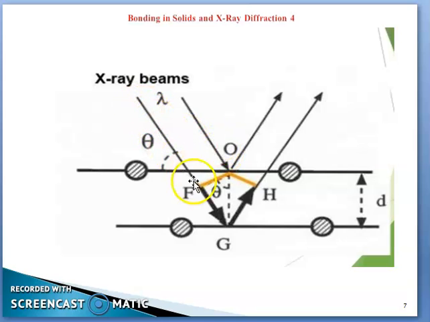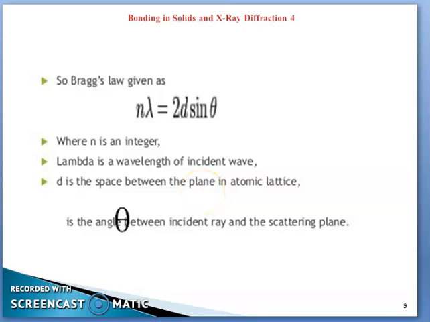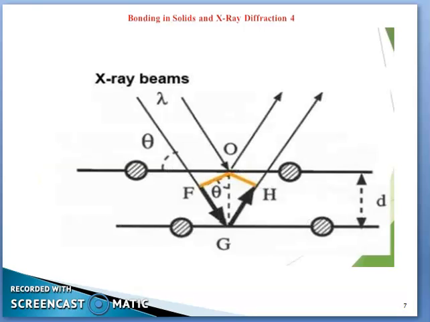Suppose this is first ray, this one is second ray, both are parallel to each other. These are the X-rays having wavelength lambda. They are parallel to each other. They are incident obliquely on the crystal structure or on the crystal. One ray is incident at G, other X-ray is incident at O.